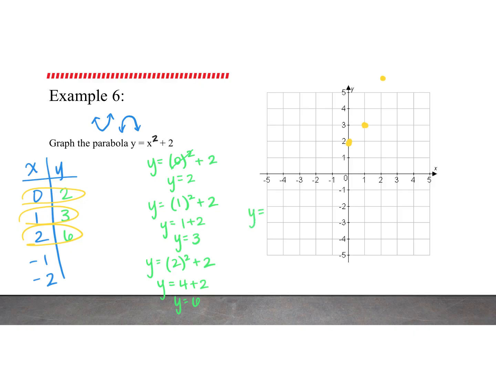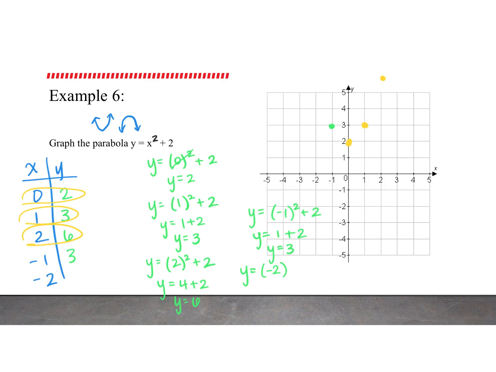I'm going to plug in -1 where my x goes. Now make sure you keep an eye on your parentheses here because -1 times itself gives us a +1. So this results in y equals 3. So if you put that point on, notice now it's even a more interesting shape, kind of like a check mark here.